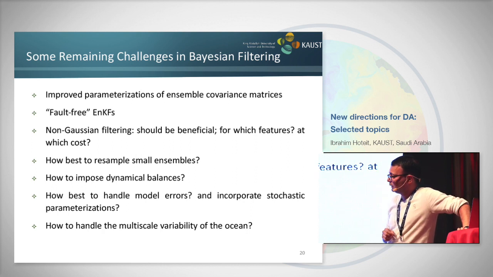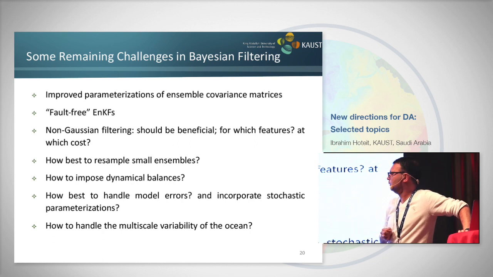How best to resample small ensembles is really an open question. Imposing dynamical constraints on the eNKF, I saw a paper in 2017 trying to do that, taking ideas from the variational community. How best to handle model errors, I have a slide on that later on. Still a very open question.